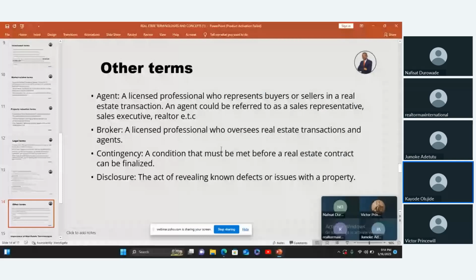The other terms. Agent is a person who represents buyers or sellers in a real estate transaction, and is also referred to as a sales representative. But all these agents are licensed professionals who represent the buyers or sellers in a real estate transaction. You can be standing for your client, and at the same time, you can be standing for your client when he's selling to another property.